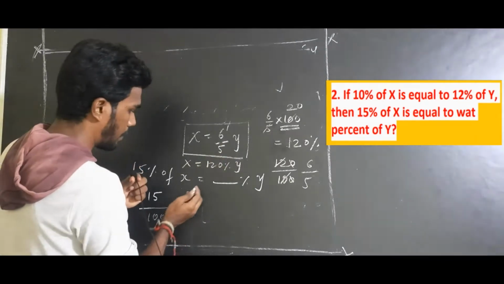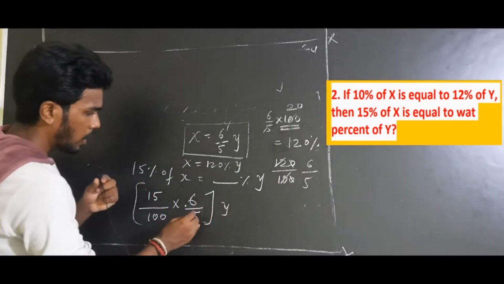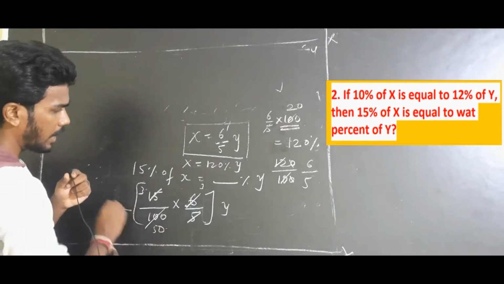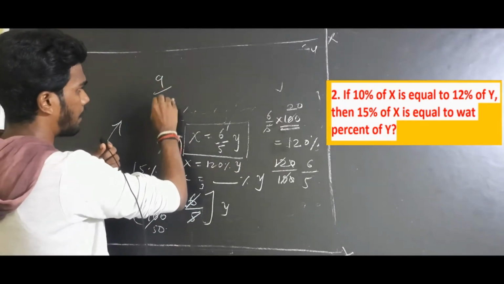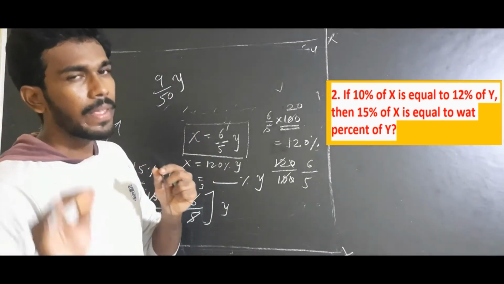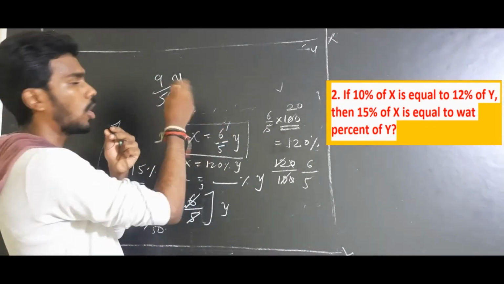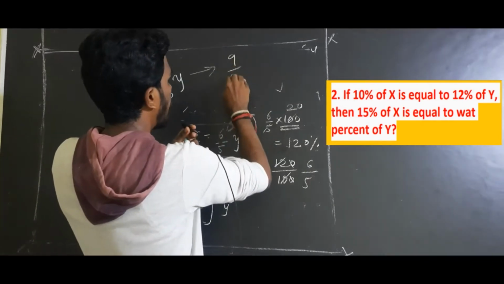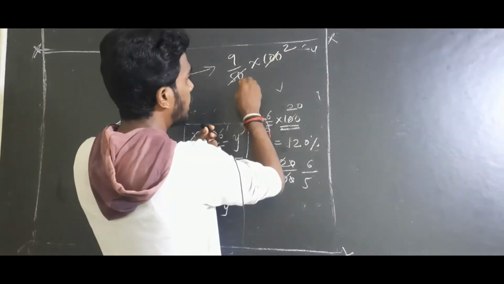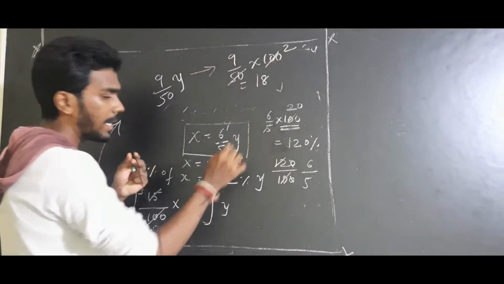x is nothing but 6 by 5 into y. Let me write it as y here. So 5 3s are 15, 2 3s are 6, 5 20s are 100. So I can write it as 9 divided by 50 into y. On simply putting, we can say 9 by 50 part of y is the result, or converting it to a percentage, 9 by 50 into 100, 50 2s are 100, I get 18. So 15% of x is equal to 18% of y.